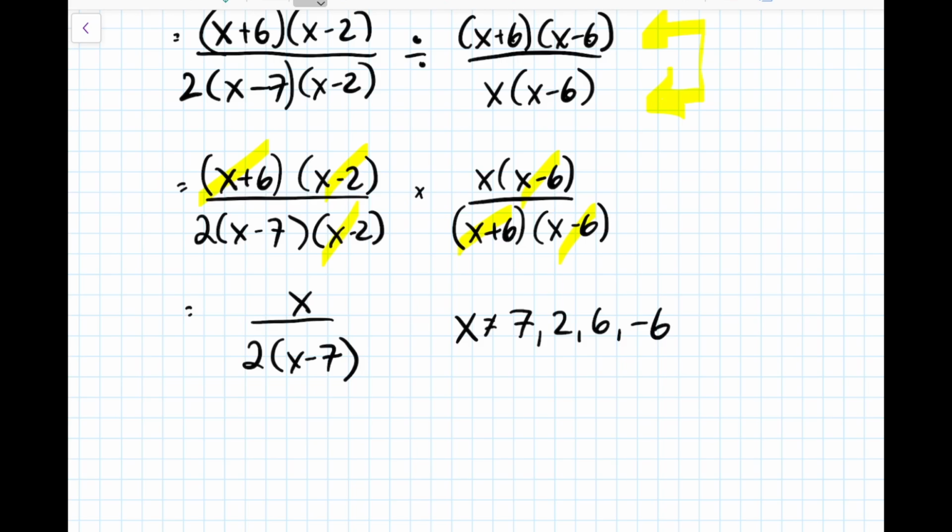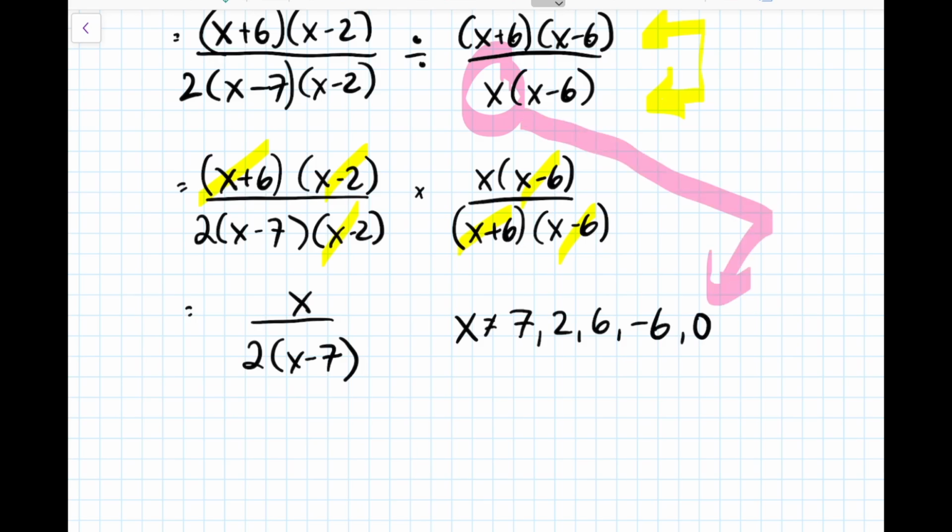But there's actually one more NPV. So those 4 you can get from just looking at this step right here, right? We can see all those. But there's one more NPV that people are often going to miss. And that NPV is 0. And that comes from this x that was on the bottom before we flipped.